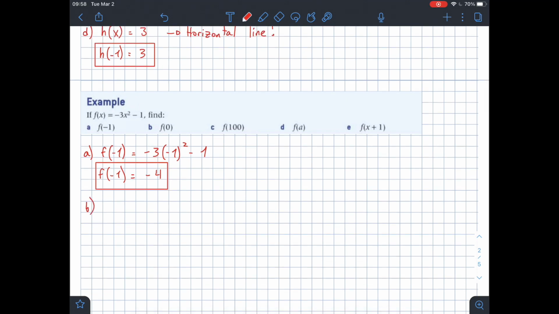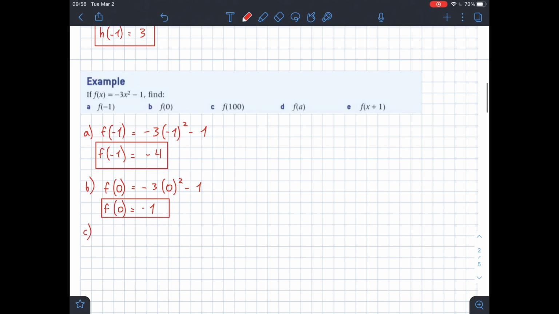Then part B, f of 0. Same thing. We replace the value of x with 0. And we're going to get negative 3 times 0 squared minus 1. So f of 0 is equal to negative 1. That's it.